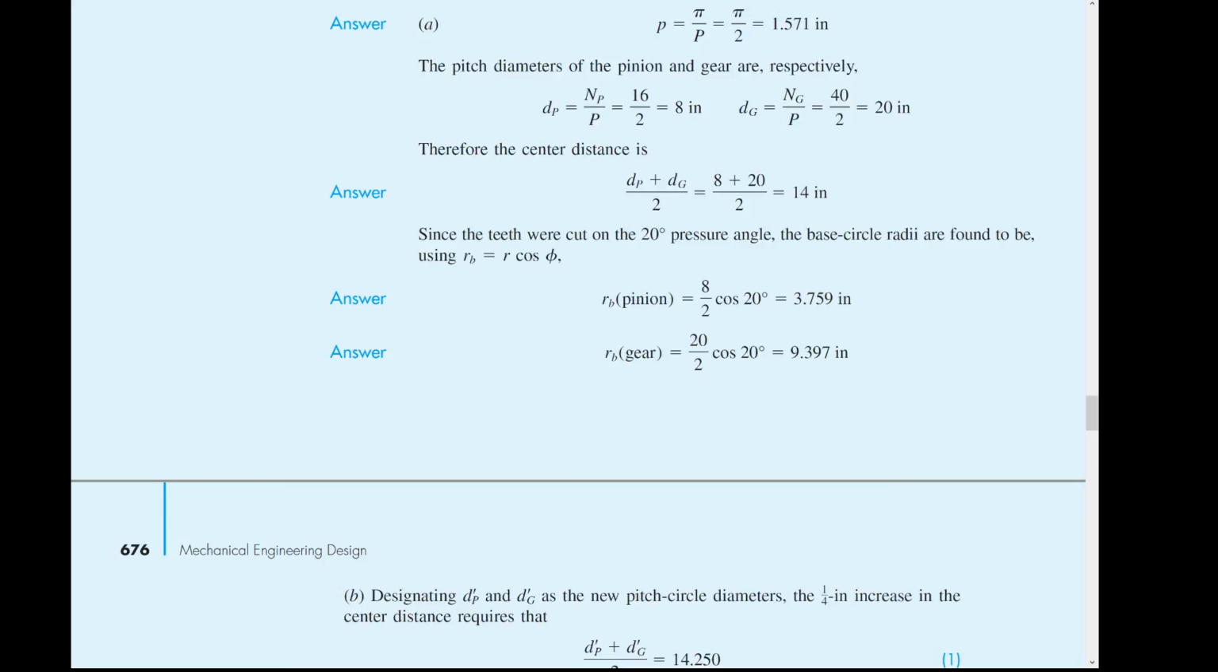Since the teeth were cut on a 20-degree pressure angle, the base circle radii are found to be RB equals R cosine phi. RB pinion equals 8 over 2 cosine of 20 degrees.